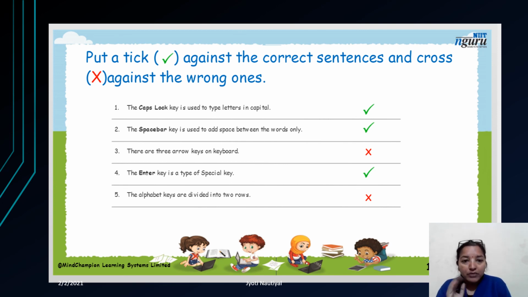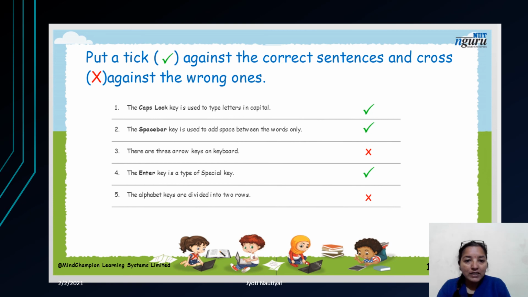Absolutely correct. Now third, there are 3 arrow keys on keyboard. That's wrong. We have 4 arrow keys. Why? Because we have 4 directions: north, south, east, west. So in order to navigate on the page itself, we have 4 arrow keys to go through 4 directions on the page itself.